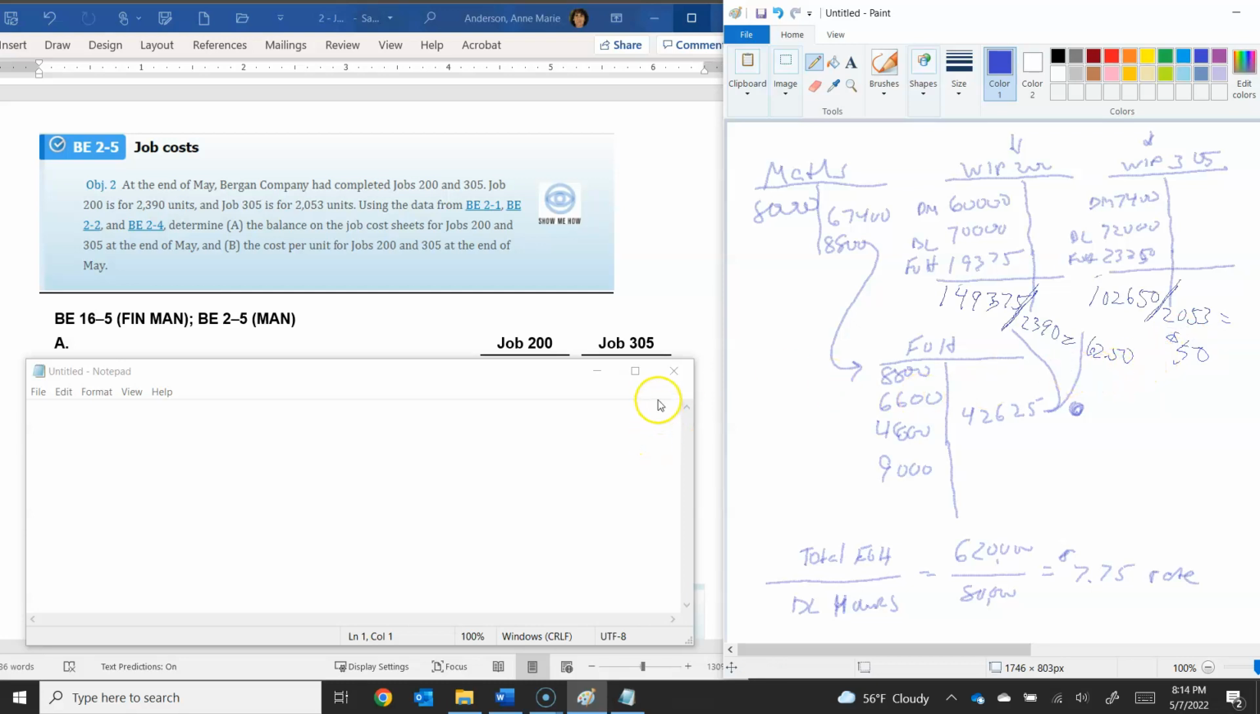All right, I hope that helped. Good luck to you. Job order costing, like I said, if you're going to spend some time on something, spend some time on job order costing, because there's a lot more going on in the process costing section.